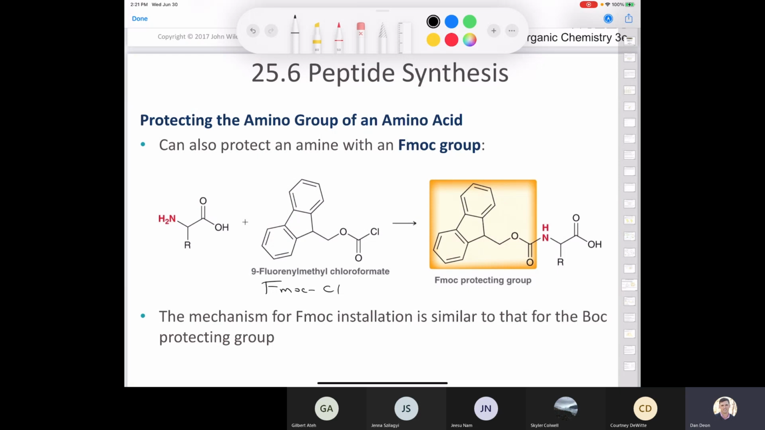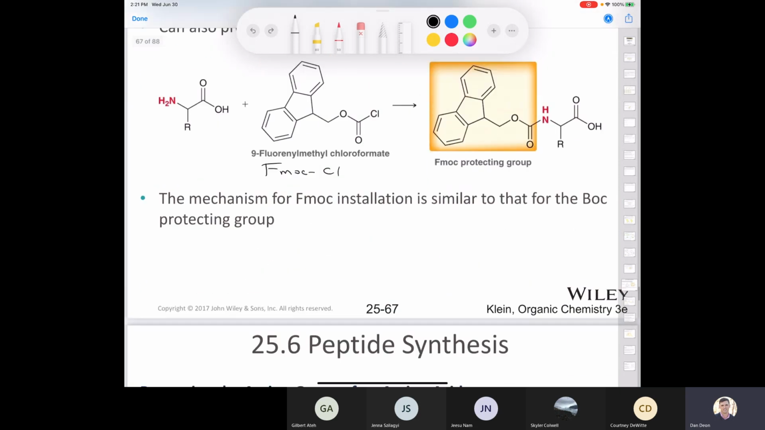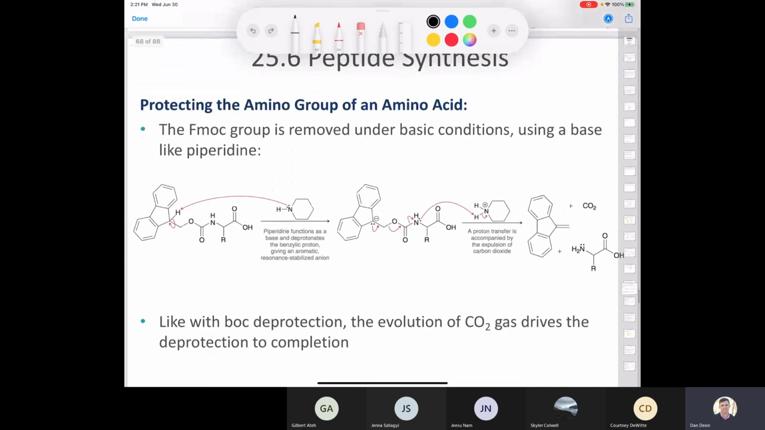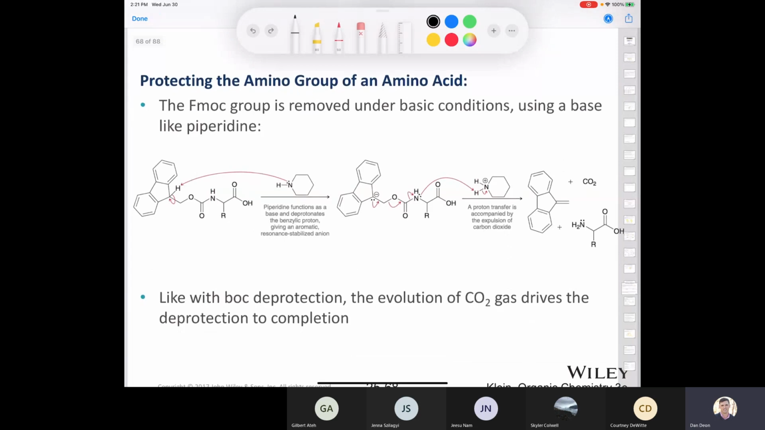It also has aromatic rings in it, which renders it UV active, so you can view it by TLC, which is pretty handy. Running TLCs is really cheap and fast. Anyhow, the mechanism for the installation of the Fmoc group is similar to that for the Boc protecting group, but we can remove the Fmoc group just by using piperidine.